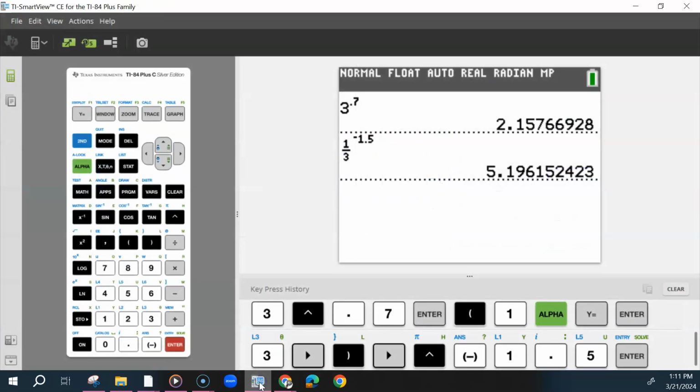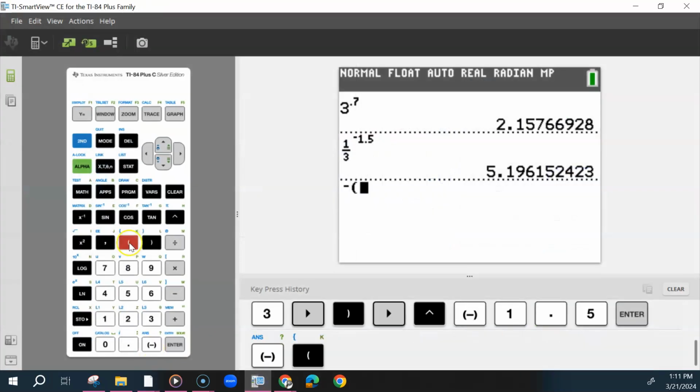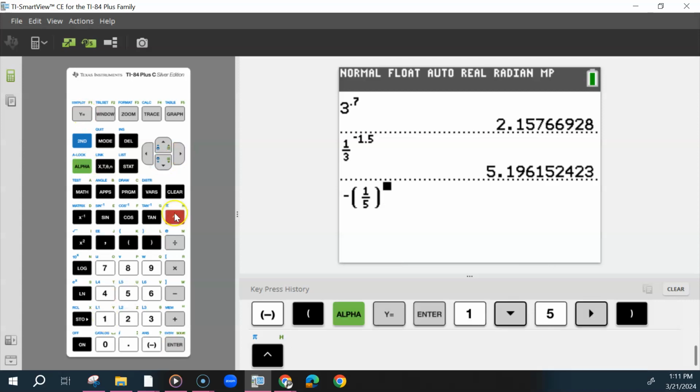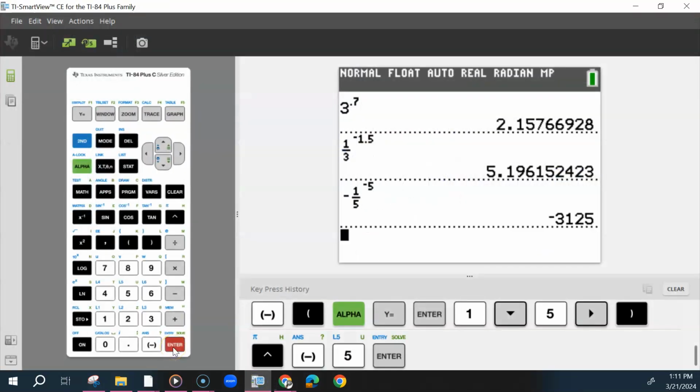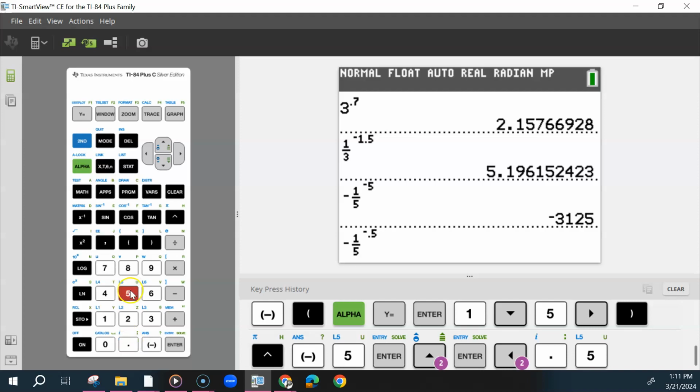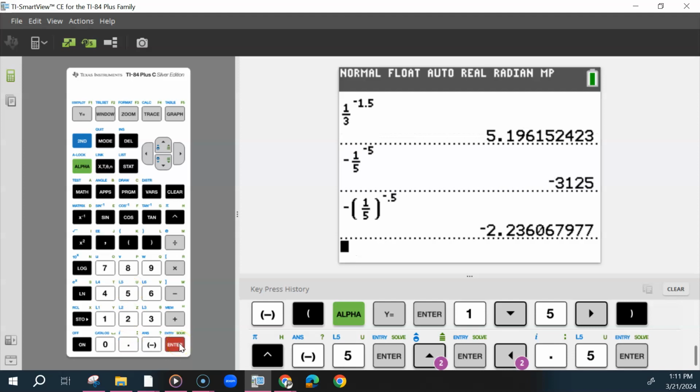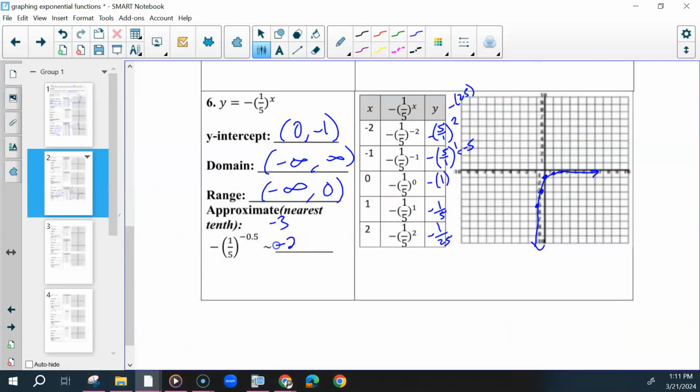And then if I actually check that in my calculator, was it negative? Yeah, let's see. Whoa. I put -5 instead of -0.5. That would definitely change things. So -2.236. Right. Now we're going to do some others that have other changes.